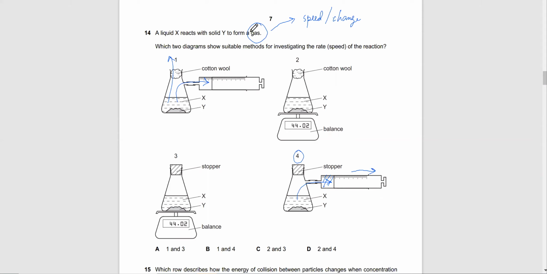The other thing is that whenever a gas is formed and the gas escapes, the mass decreases. So you can also use option number 2. You can measure the mass. The balance is used to measure the mass. So the gas would be escaping from the cotton wool. Okay, it would be going out. So the mass of the container would keep on decreasing. So you can measure that change. You can measure how quickly the mass decreases using this apparatus.